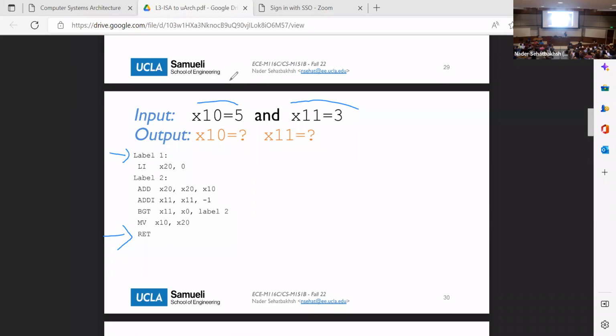Yeah, so the label doesn't have any meaning, right? So it first executes this, then executes this, then this, then this. This is a branch instruction, and as you can see, it might jump back to here, or it might just continue, right?